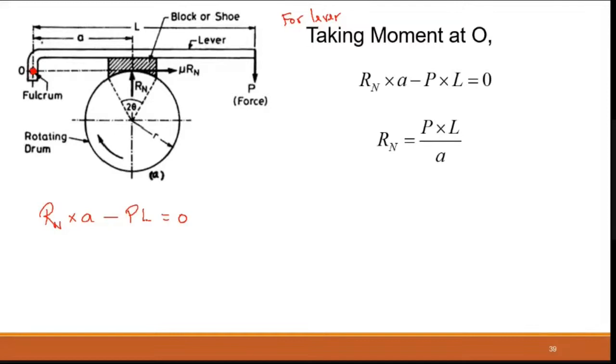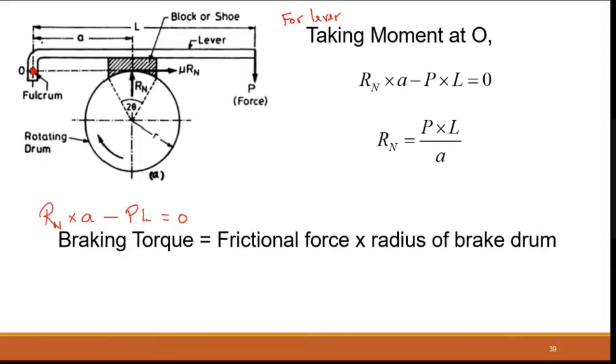So why do we identify Rn? What is this Rn? Sorry, it is a reaction force. Rn is a reaction force. Mu into Rn is your frictional force, right? So once I have Rn, I can identify the braking torque. Braking torque is nothing but your friction force into the radius of your brake drum. Your friction force is mu into Rn, and R is the radius of the drum. So when I multiply this, I will get the torque required to apply the brake.